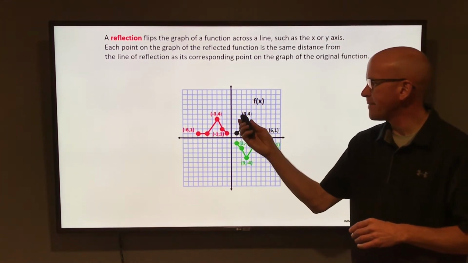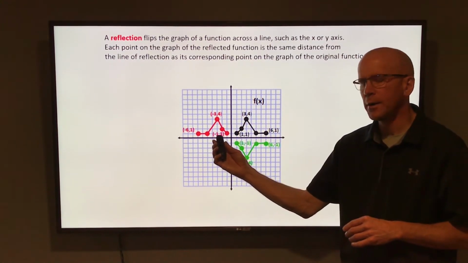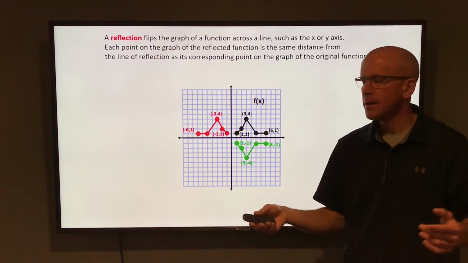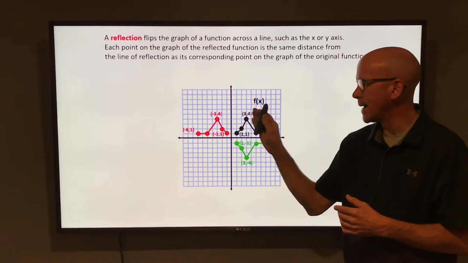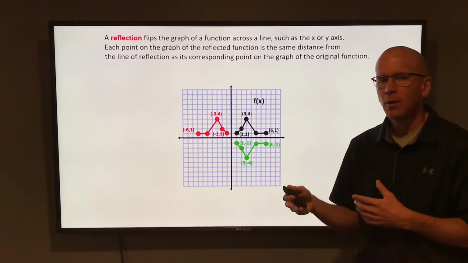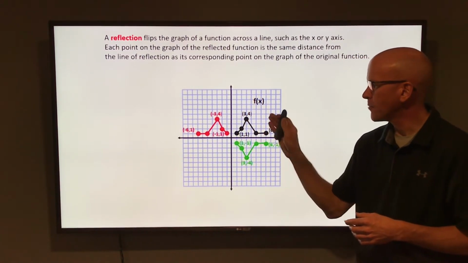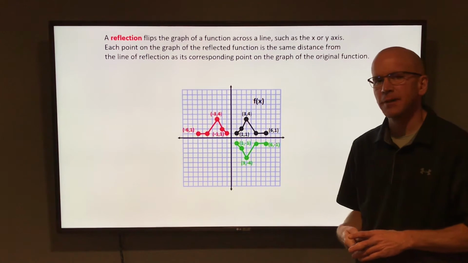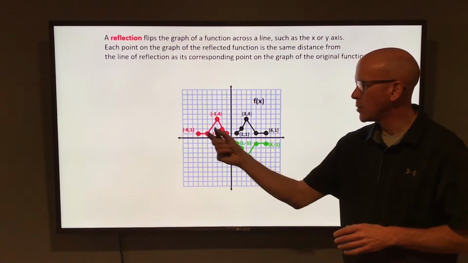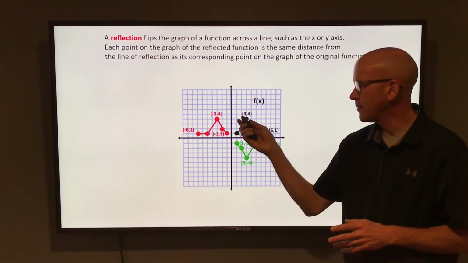When we go from (3, 4) to (-3, 4), from (1, 1) to (-1, 1), and from (6, 1) to (-6, 1), what's changing? When you make a reflection over the y-axis, the x value changes from positive to negative or negative to positive, depending on which way you're reflecting. From black to red, you can see the x value is changing from positive to negative. But if you go from red to black, notice the x value is changing from negative to positive.